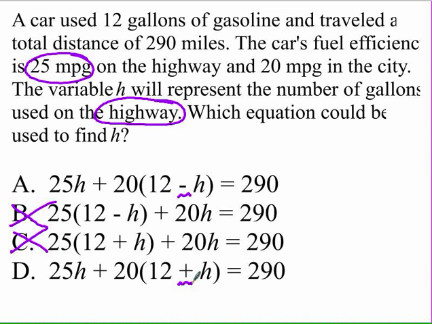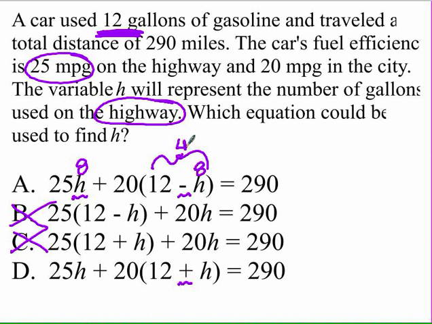It says H represents the total number of gallons used on the highway. They tell us that a car used a total of 12 gallons. That means 12 is the most you can use. So this says you take 12 minus whatever you used on the highway. So if you used 8, you would take 12 minus 8, and what would you get here? 4. You would get 4.